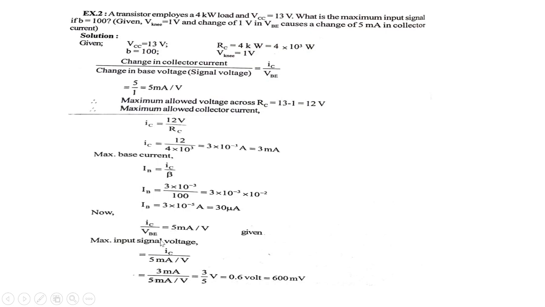Now IC upon VBE equal to 5 milliampere per volt, that is given. So maximum input signal voltage equal to IC upon 5 milliampere per volt. Therefore, that is equal to 3 milliampere upon 5 milliampere per volt, 3 upon 5 volt equal to 0.6 volt, that is equal to 600 millivolt.